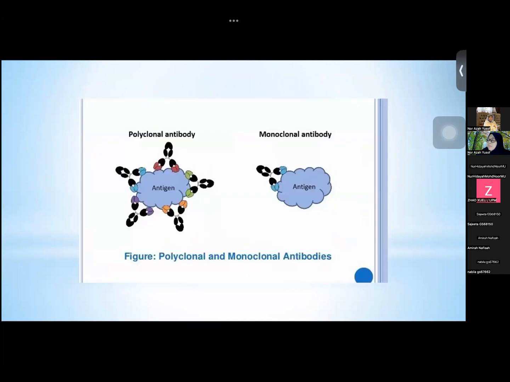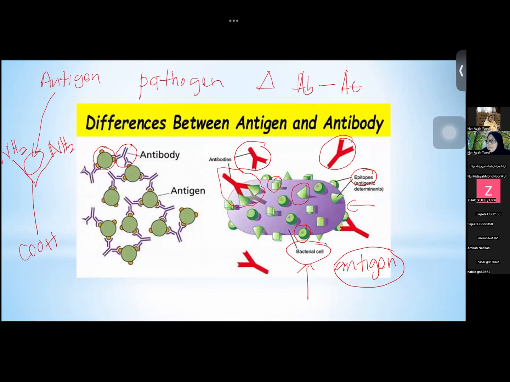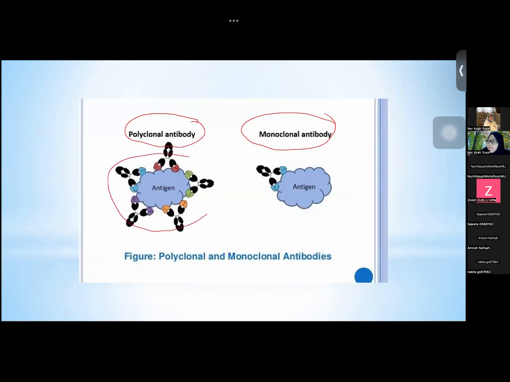Now, this is another piece of information on antibody. If you don't understand, please do stop me. There are what we call polyclonal and monoclonal antibody. At this moment I'm not going to be too detailed on the molecular part because I'm not a molecular scientist. When we talk about polyclonal, it means the antibody can interact with more than one epitope, so you can see it has a lot of binding sites. The antibody probably can interact with more than one epitope on the surface of the antigen.